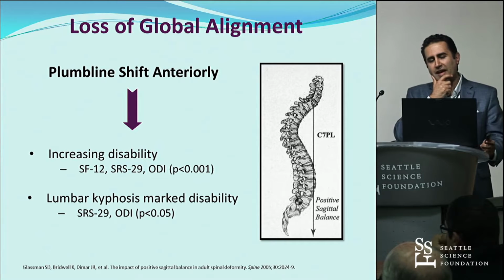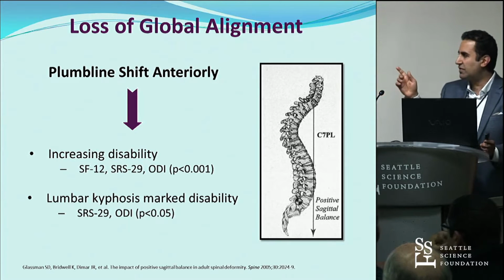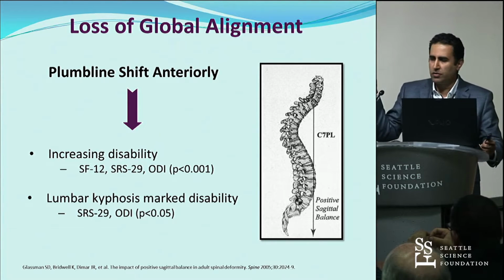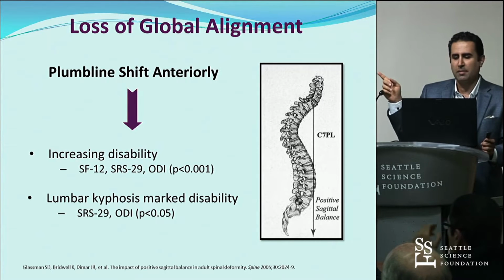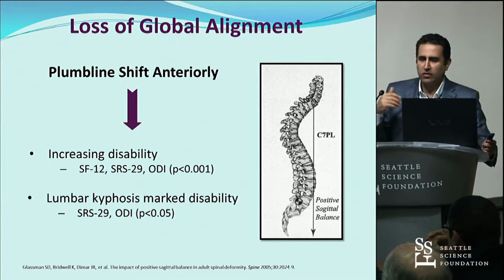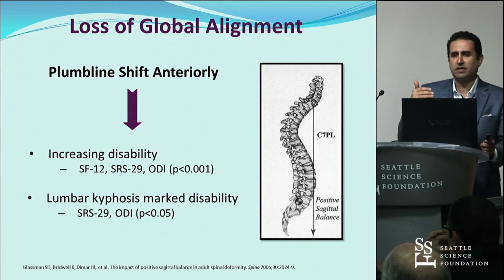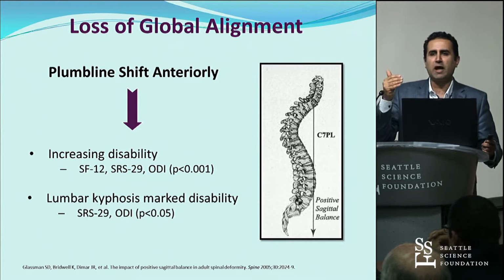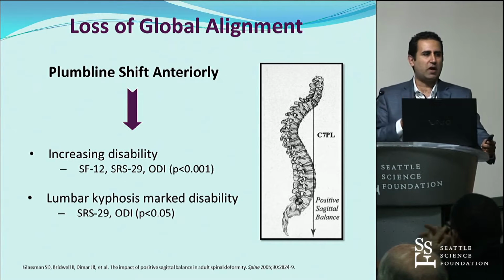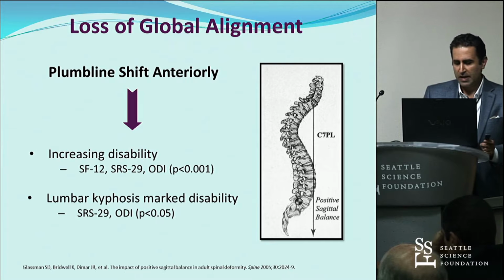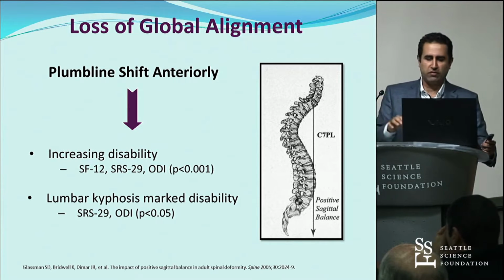We start with the SVA, the sagittal vertical axis. We have data which demonstrates that these particular parameters, your ODI, SRS, short form 12 parameters are affected when there is marked positive sagittal balance. In other words, your C7 plumb line is more than 5 centimeters in front of the posterior superior aspect of the sacral end plate. And it's markedly associated with disability. And correction of it improves that disability.